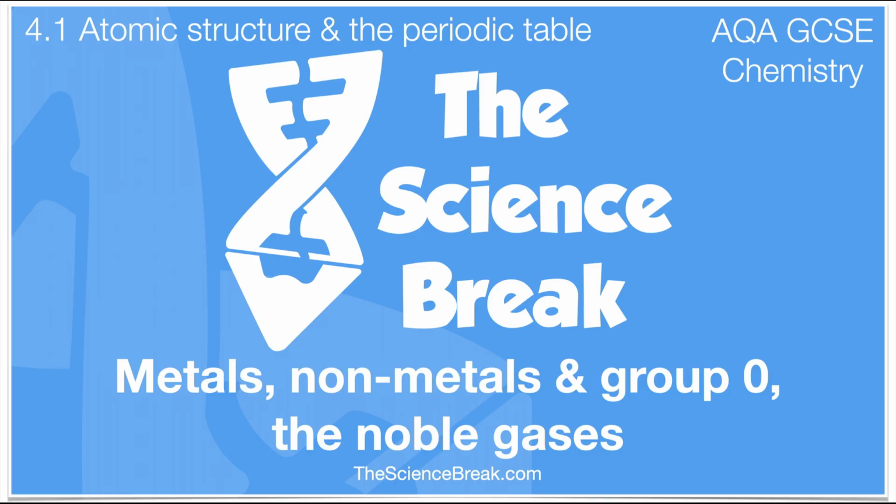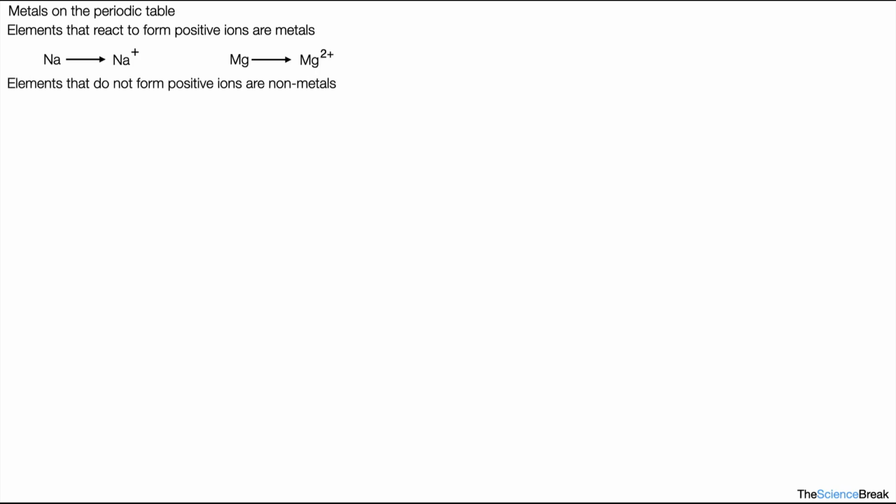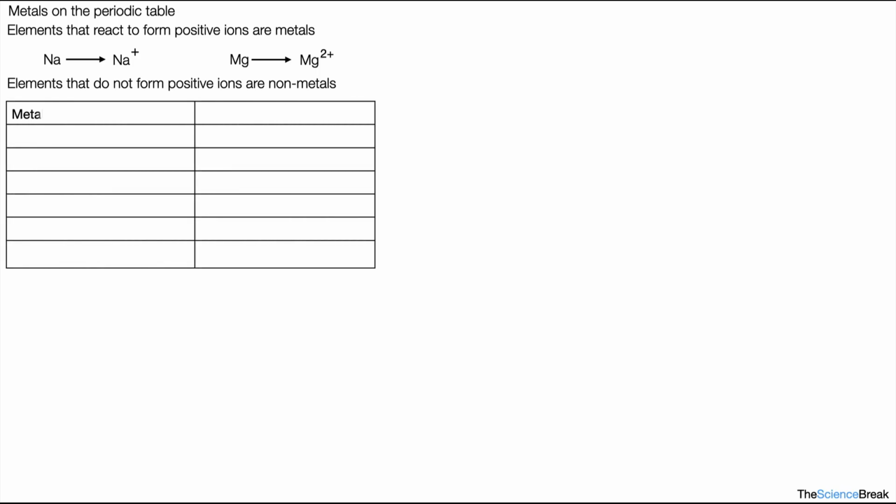Let's take a look at metals, non-metals, and group 0, which is the noble gases. Metals on the periodic table. Key thing to remember about metals is that any element that reacts to form positive ions are metals. For example, the metal sodium will form an ion with a charge of +1. Magnesium will form an ion with a charge of +2. We'll look at this in more detail in our video on bonding. Elements that do not form positive ions are the non-metals.